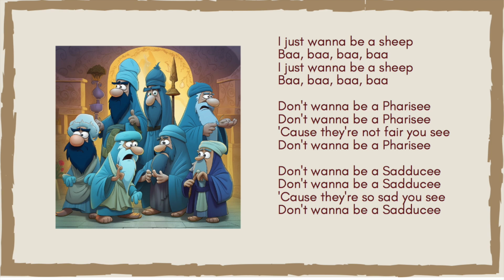There's a wonderful hymn called "I Want to Be a Sheep." I want to be a sheep, ba ba ba ba. I just want to be a sheep, ba ba ba ba. And if that doesn't speak to like the triune nature of our God, I don't know what does, right? There's just beautiful, beautiful lyrics. But there's this wonderful idea of I don't want to be a Pharisee, because they're not fair, you see. I don't want to be a Sadducee, because they're sad, you see. And that's all you need to know about those two groups. They were sad and they weren't fair, and that's who they were.